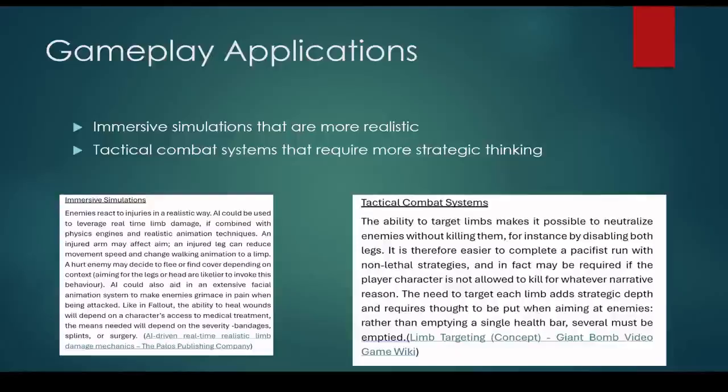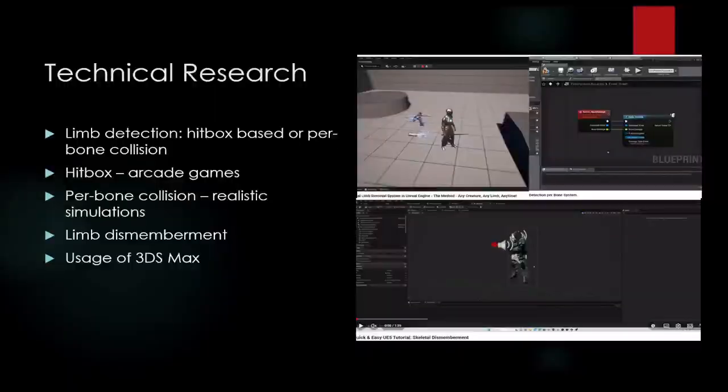There's also the potential for the use of AI to allow for realistic reactions to limb damage, such as attempting to seek medical treatment, especially if targeting the legs. This includes facial animations, although that was beyond my project scope. To implement limb detection, two methods were considered. One is hitbox-based, while the other is per-bone collision.